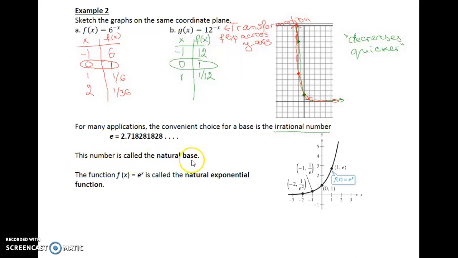We call this number the natural base. We will see it a lot with both exponential and logarithmic functions. So the function of f of x is equal to e to the x power is called a natural exponential function. Once again, it has this point of 0, 1, and then the point of 1 and your base, where the base is e. And then it has a few more points. Once again, this value is approximately 2.72, so you can calculate a few of these values if you were to graph it by hand.